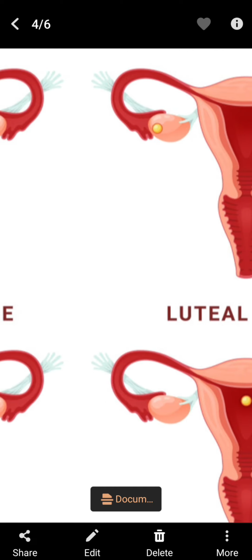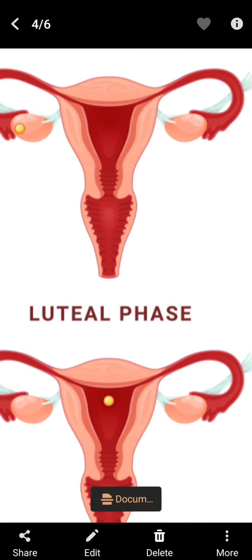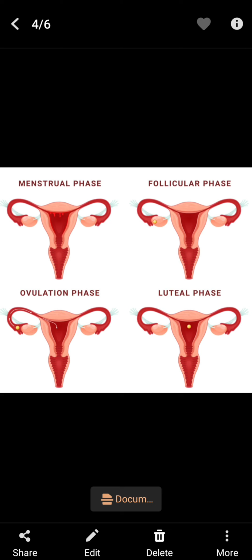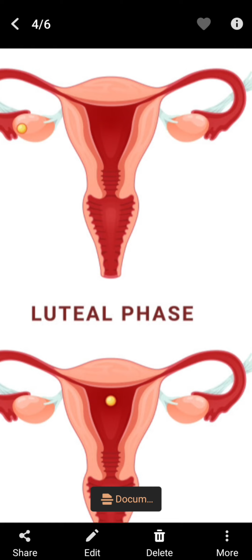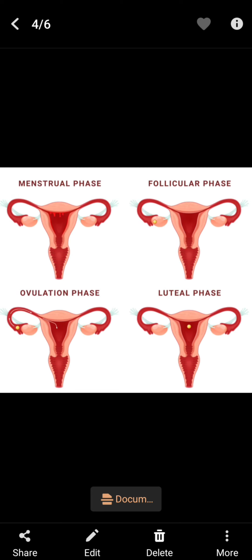The last one is the luteal phase. The luteal phase will occur on the 15th to 20th day. The egg will stay in the fallopian tube for 24 hours for fertilization with sperm. Due to the absence of sperm, this egg will break up and lead to menstruation. So these are the four phases in the ovarian cycle.